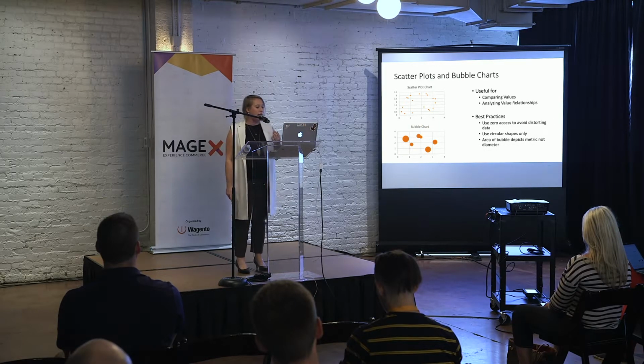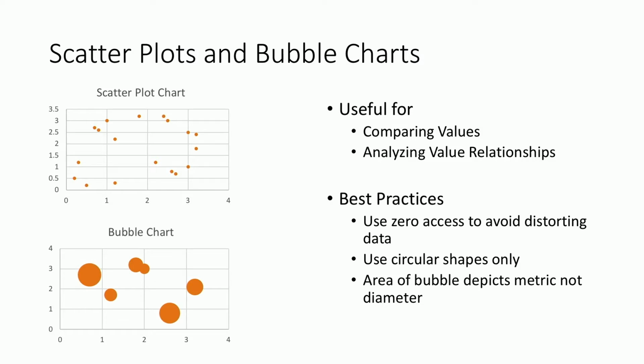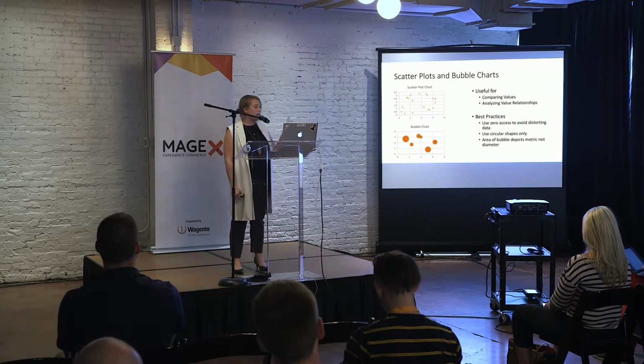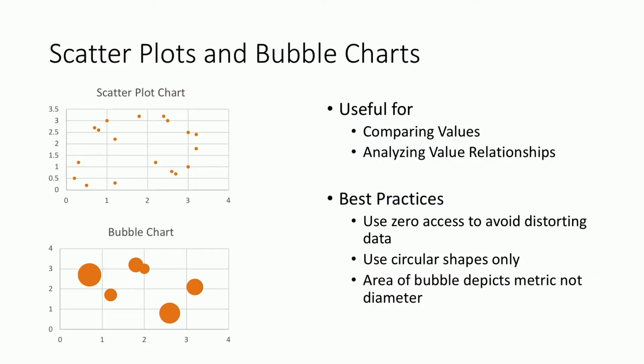So finally, here we have some scatter plots and bubble charts. These ones are a little more advanced, but they're great for comparing values and relationships. You can see how one variable might affect other things in the set. Again, with these, you need to use a zero axis to avoid distorting what's actually happening up there. And we always want to use circular plots, because it's much easier to compare them than if you were to have another shape. Your brain is better at comparing the relative size of those things.